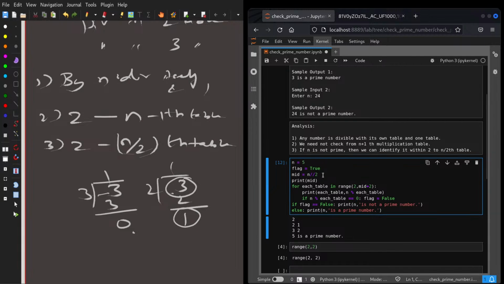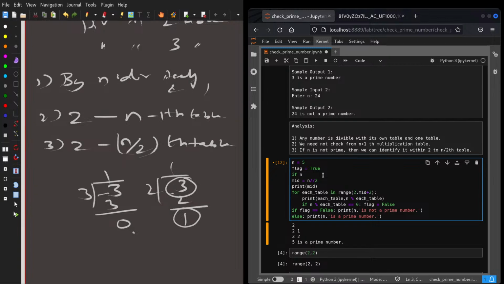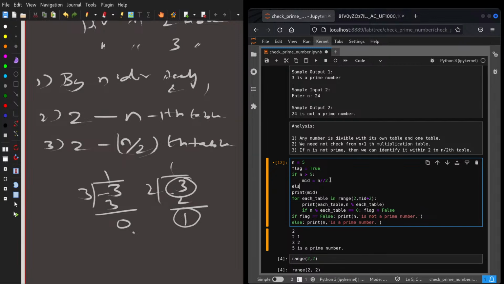So we can write a condition over here. If n is greater than 5, then we can have mid as this one. Else we are updating the variable to n plus 1.